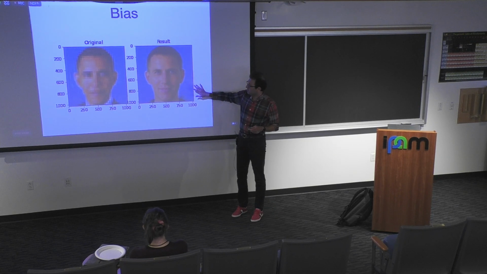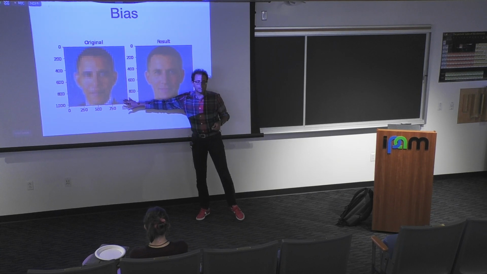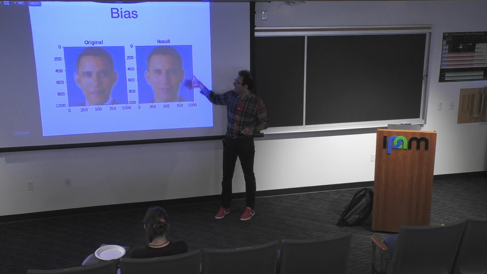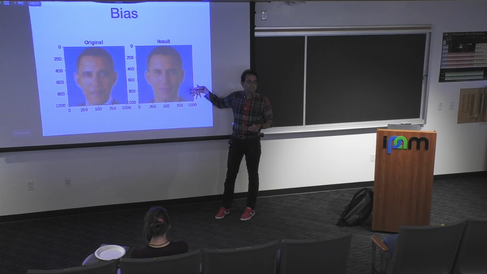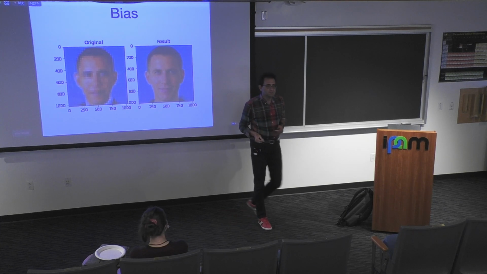The point is that this is actually consistent with the data. If you downsample this image, you do get this. So it's consistent, but it's hallucinating the detail, and it's hallucinating it in a white fashion. So clearly these algorithms have a bunch of bias in them.